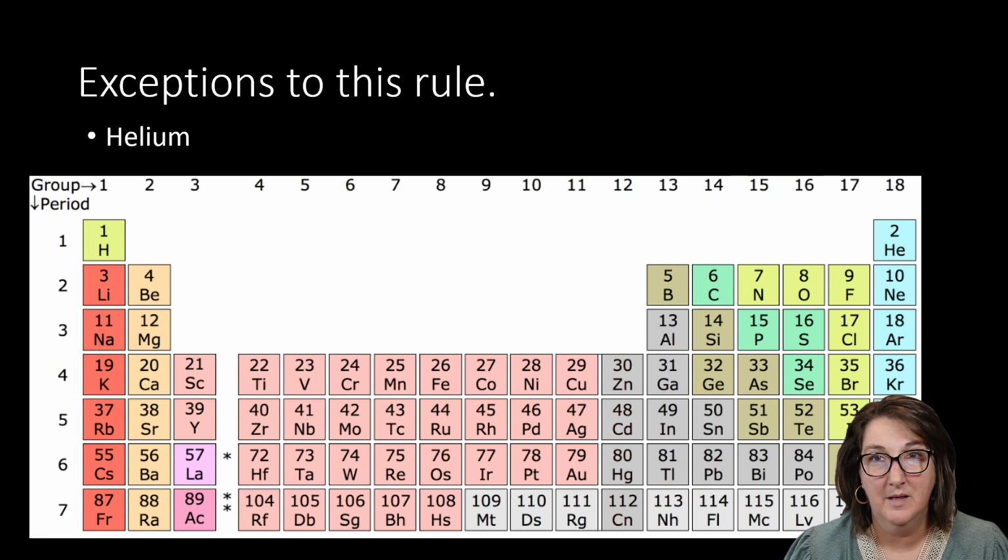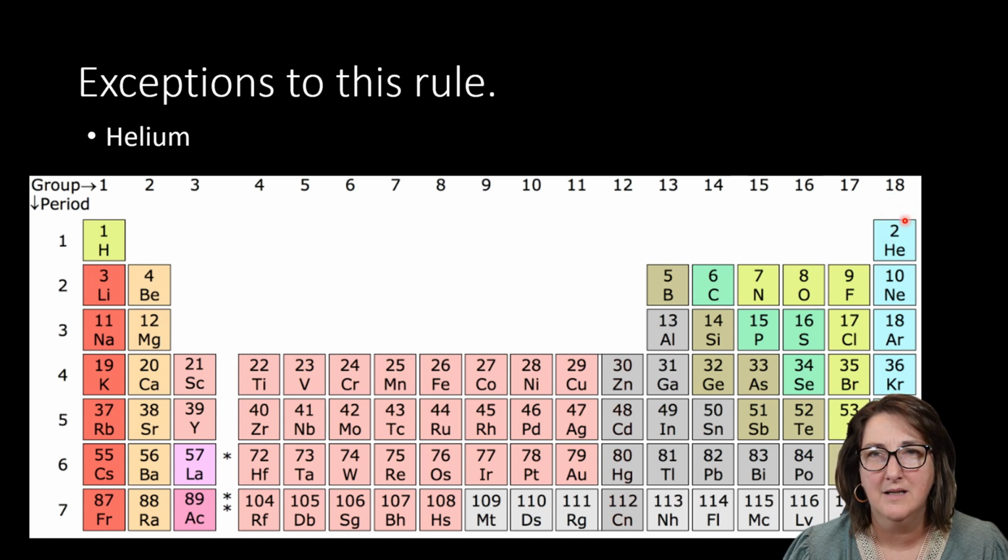Now there is an exception to this rule. Let's look at helium. Helium's right here. Helium has 2 electrons. But how many valence electrons does it say this group has? Everybody in this group should have 8 valence electrons. But how in the world can helium have 8 valence electrons if it only has 2 electrons total?